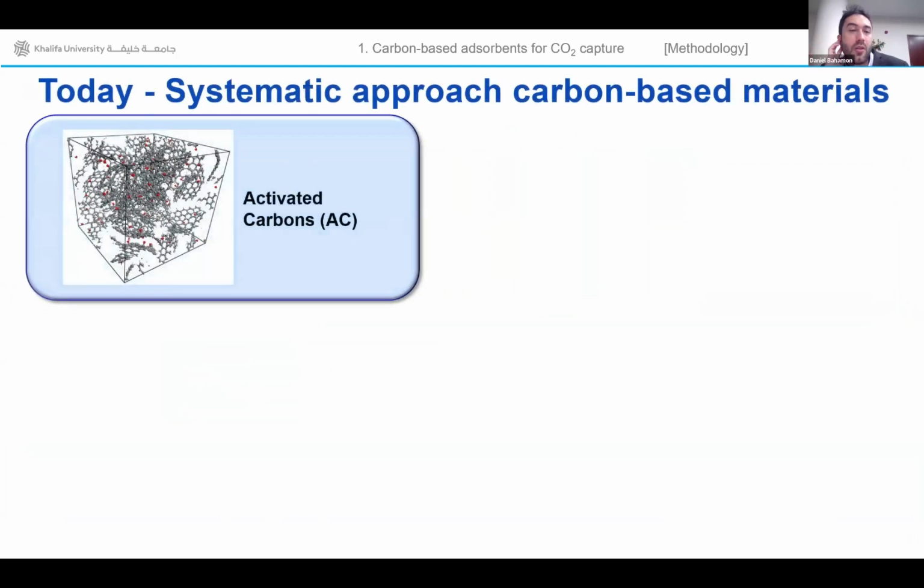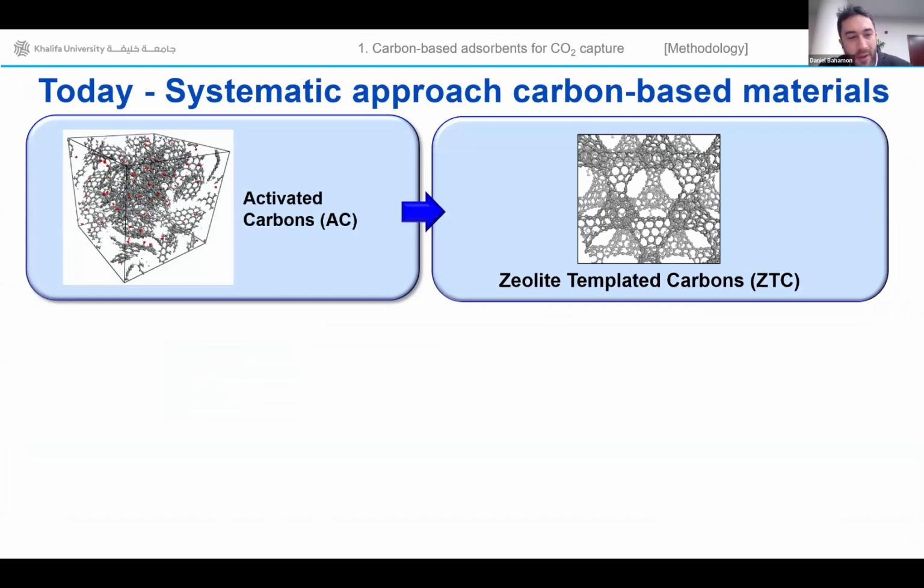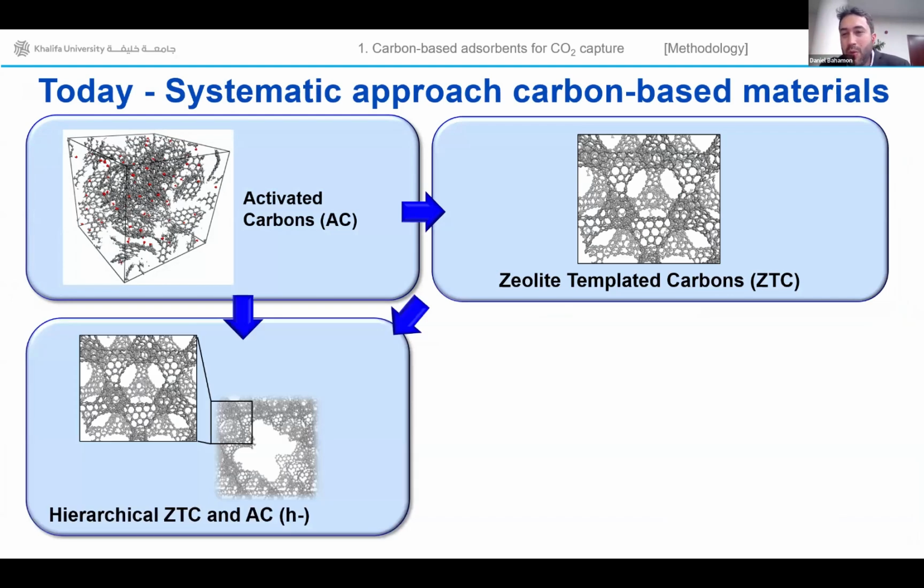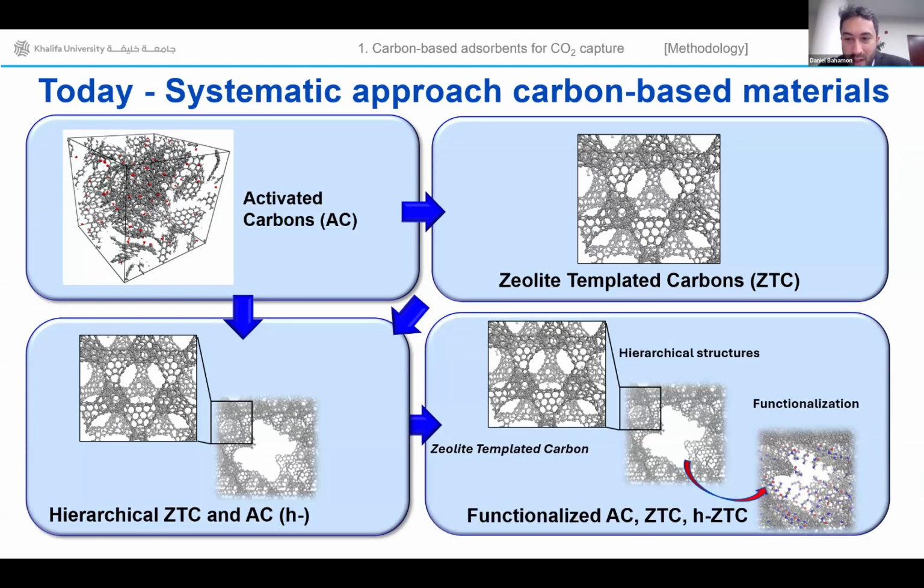Now, as I was mentioning, the idea is to use carbon-based materials, activated carbons, of course. There is another family that I will introduce in a few slides, which are called zeolite-templated carbons. And the idea is not only to explore the materials as they are right now, but to try to add additional features to these materials, like having hierarchical structures. That means having not only micropores, but mesopores in the structure, to see what the influence is on the adsorption capacity. And also what the influence of functionalizing this material is on the overall CO2 capture performance.